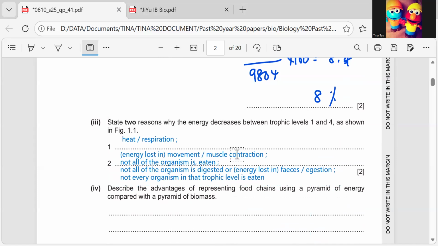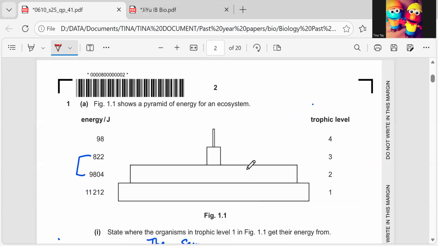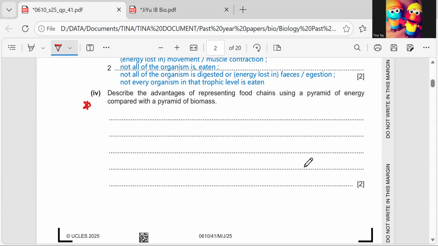Okay. Now, this one is a little bit different, and a lot of students always get confused on this. Describe the advantages of representing the food chain using a pyramid of energy compared to a pyramid of biomass. Okay, pyramid of biomass and pyramid of energy, which one is better? Energy is always better. Why? You can see clearly, including the energy lost. So, how do you put it in words? It's more accurate.